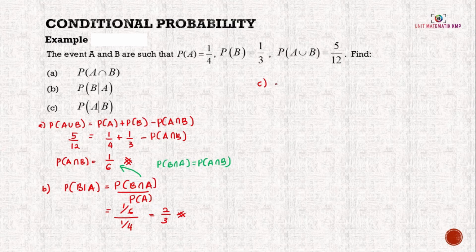For question C, we use the formula of conditional probability as well. So probability of A intersect B divided by P(B). From part A, we already have the probability of A intersect B, so 1 over 6, divided by the probability of B, which is 1 over 3. So simplify our answer, then we will get 1 over 2.